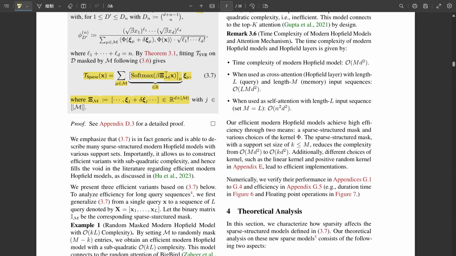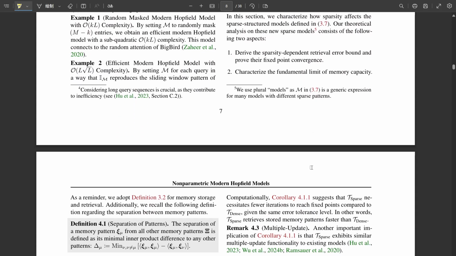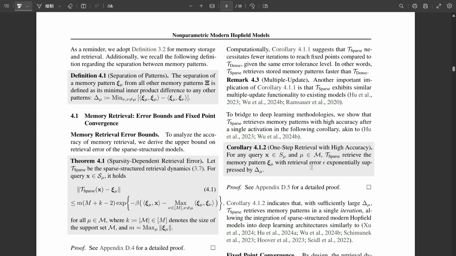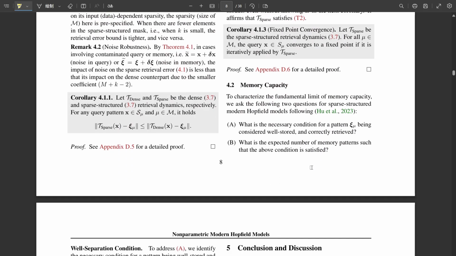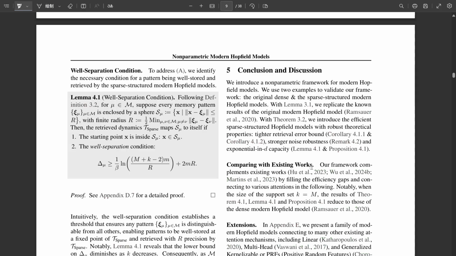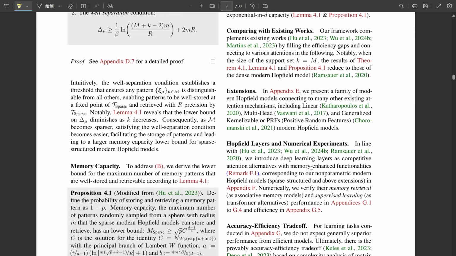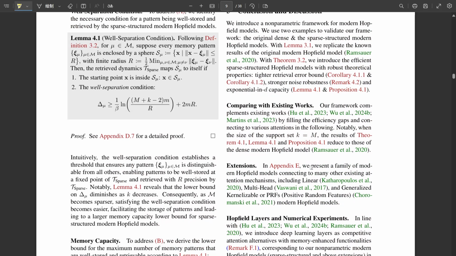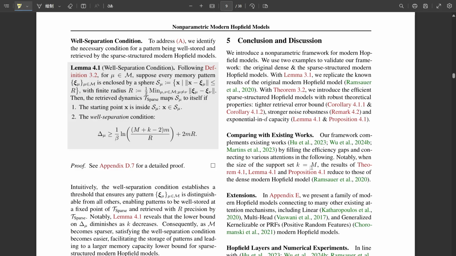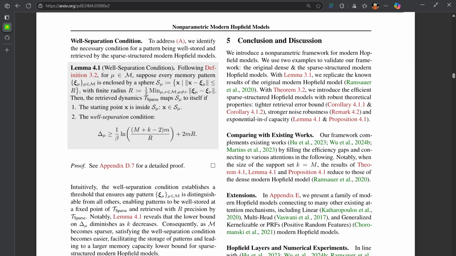Okay, and what makes this error bound particularly interesting from an academic standpoint? The crucial finding, the novel part, is that the upper bound they derive on the retrieval error, basically, how accurately the system retrieves the target memory, is shown to explicitly depend on the sparsity level. Specifically, it depends on the size of that support set, K. And they show that a smaller K, meaning more sparsity, leads to a tighter theoretical bound on the error. As Remark 4.1 points out, this explicit dependence on sparsity in the error analysis is a new contribution compared to prior work on dense models.